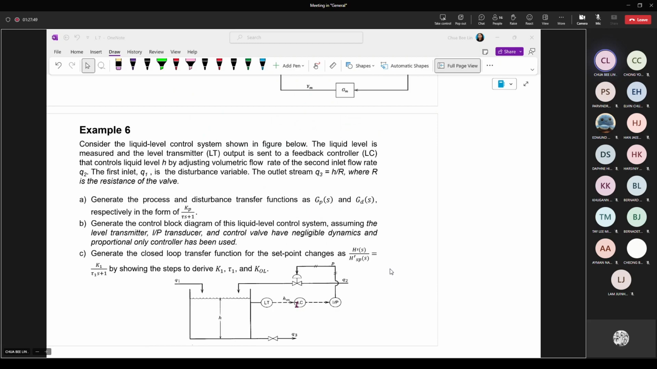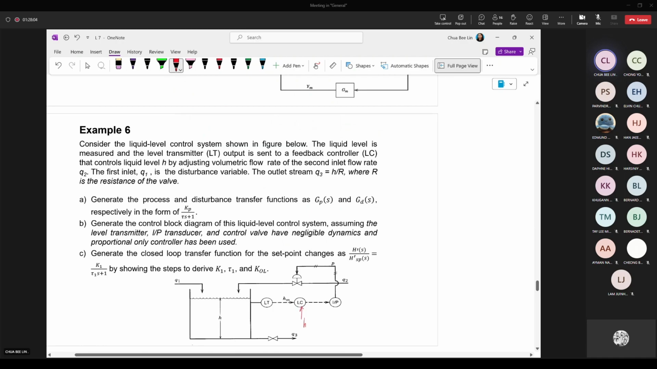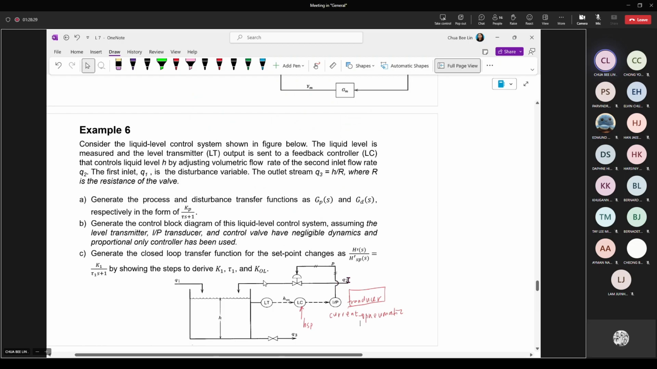Your controller has the input and output both in milliampere, electrical signal. So from here, measured variable, this is the controller where they will compare your measured variable with the set point. So you'll be having this one going in, which is your HSP, measured variable. Okay, IP stands for current pneumatic, means they change the signal from current to pneumatic, so this one is actually a transducer. So the transducer changes the signal from current to pneumatic so that the pressure can be used to adjust the opening of this Q2, either to increase the Q2 or reduce the Q2.